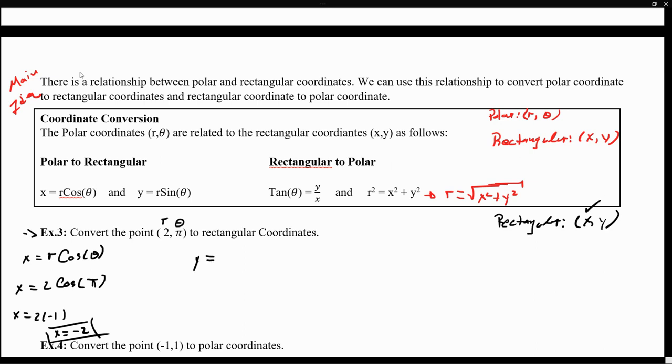But remember that y is defined as sine of theta. So therefore, we're going to have 2 times the sine of pi. Because all I'm doing is getting my r and plugging it in here, and getting my theta and plugging it here. But sine of pi is 0. So now we know that y is 0.